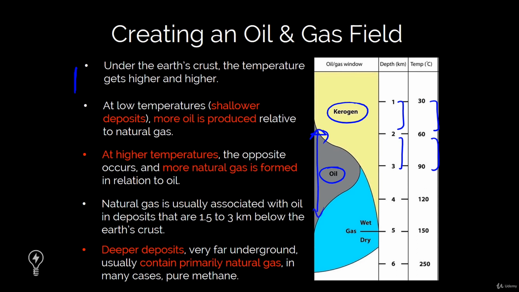4 kilometers in depth. Now, at higher temperatures, we have the gas window, which is found in the 100 to 200 degrees plus Celsius interval at about 3 to 6 kilometers depth. Now, in general, deeper deposits contain mainly natural gas, in most cases pure methane.